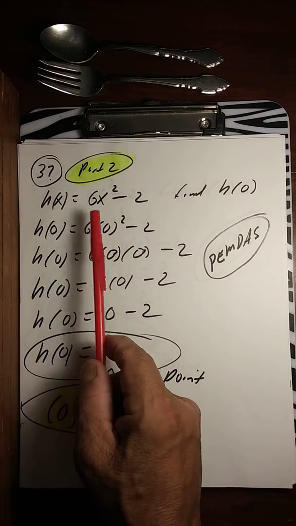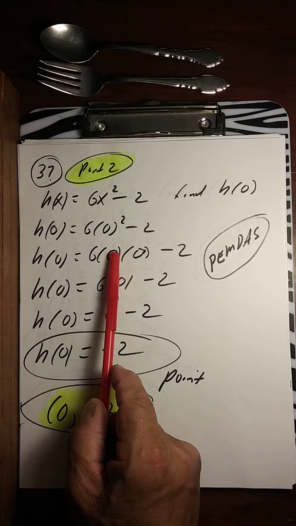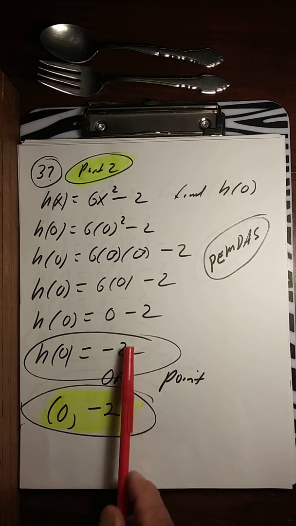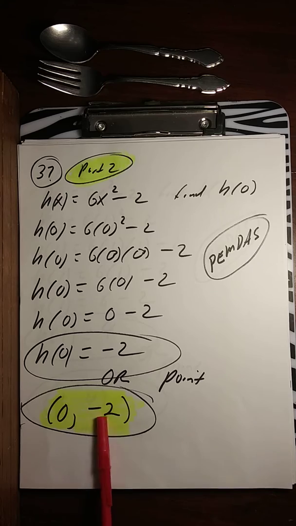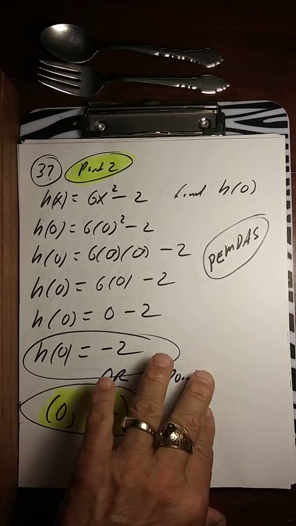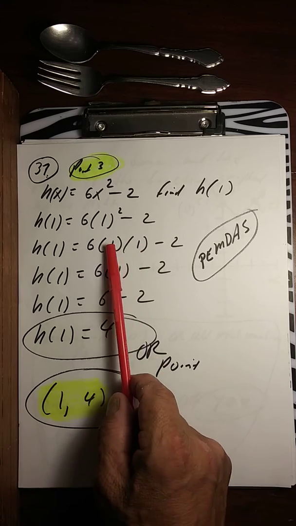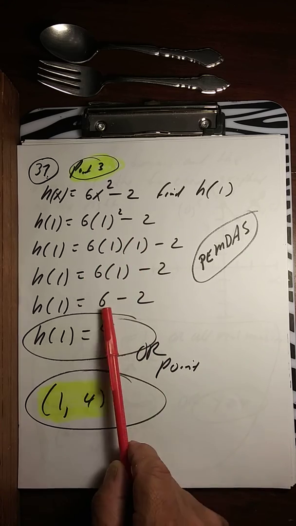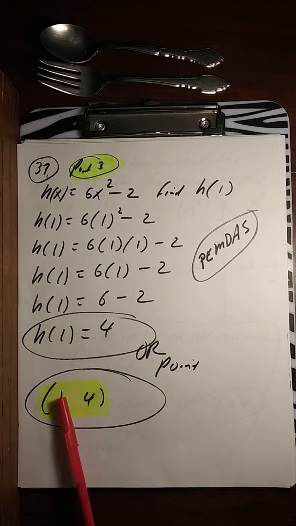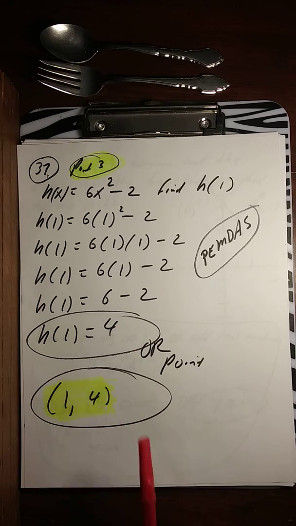Part 2. Put 0 in there. 0 times 0 is 0. 0 times that is 0. Minus 2 is -2. Or 0, comma -2 is the point. Now put a 1 in there. 1 times 1 is 1. 1 times that is 6. 6 minus 2 is 4. So 1, comma 4 is the point, or that one right there.